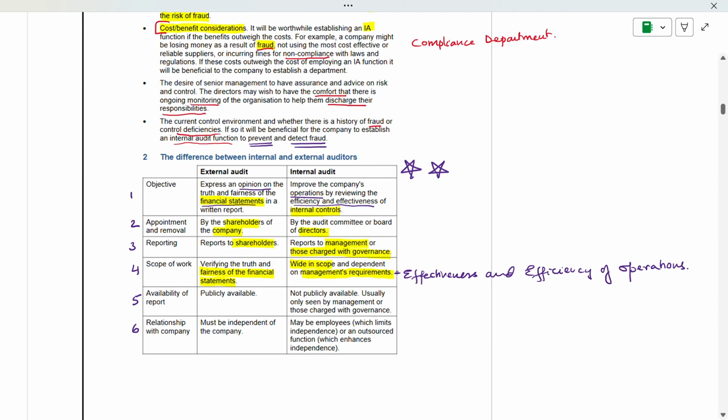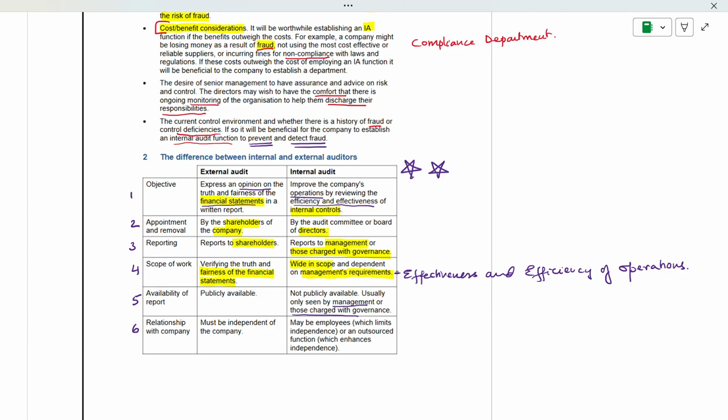The report prepared by the external auditor is publicly available. The report prepared by the internal auditor is only for whom? It is only for the management or those charged with governance. It is internal. An internal auditor's report will never be disclosed to the public.